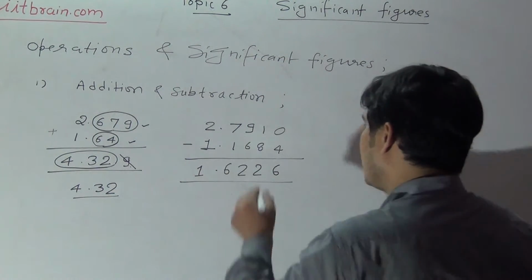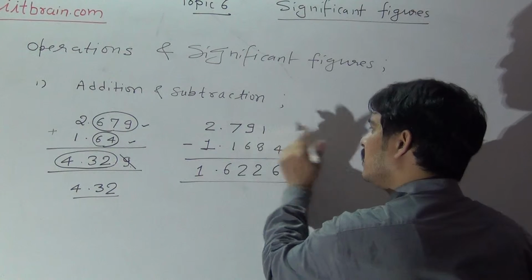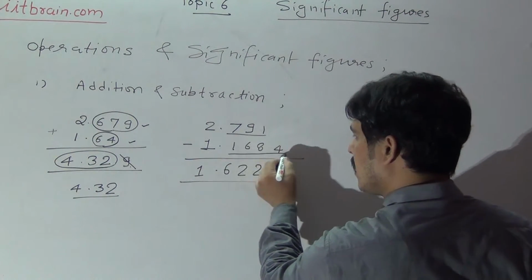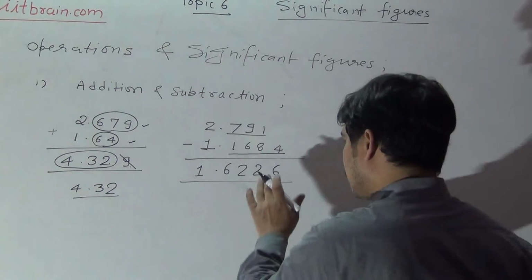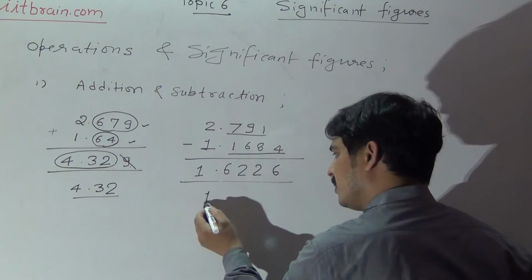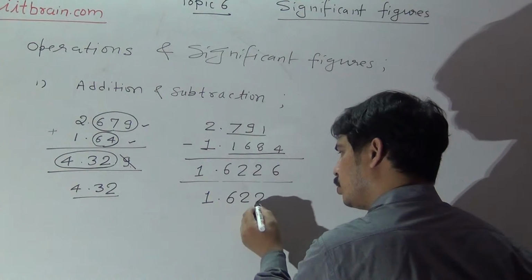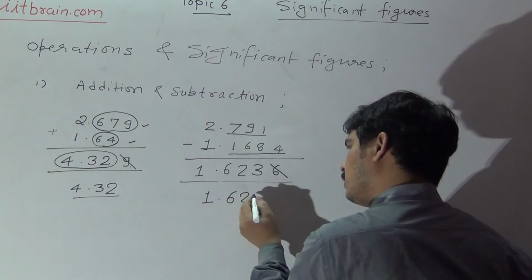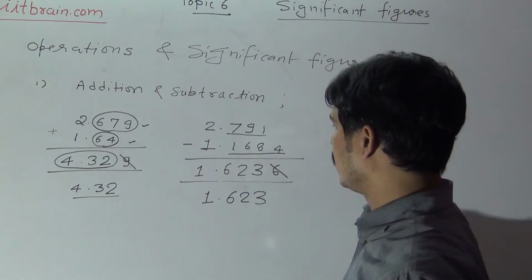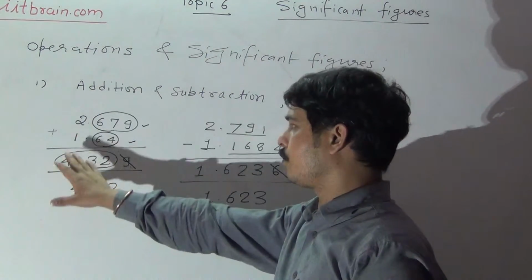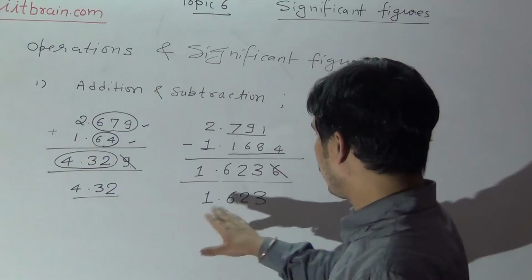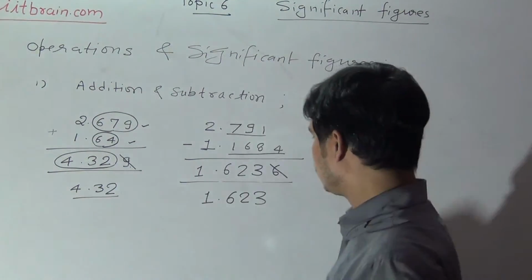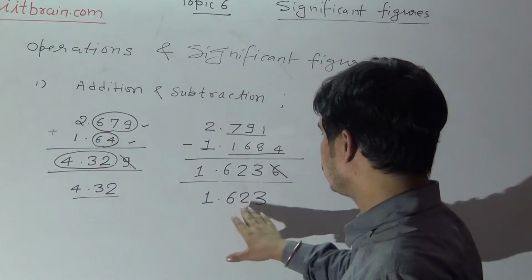1.6226. This is the answer. But the question contains 3 places in the first number after decimal and 4 in the second number. So your answer is valid up to 3 places after decimal, 1.622. And by rounding this 6, you can make it 3 and it is 1.623. So 4.32 will be the answer of this addition and 1.623 will be the answer of this subtraction.